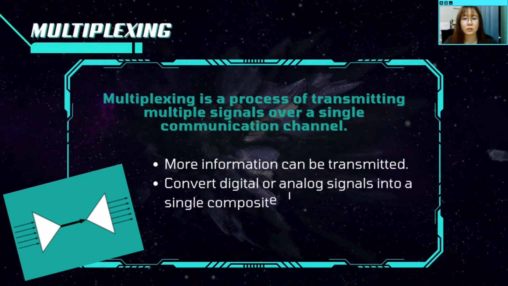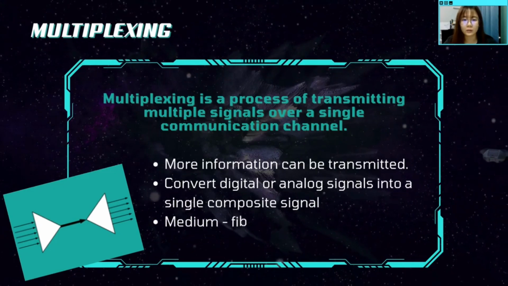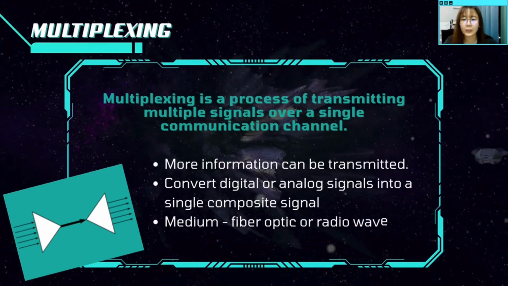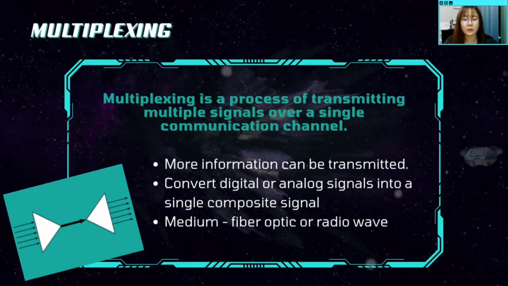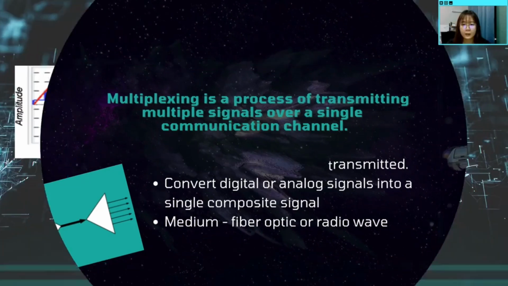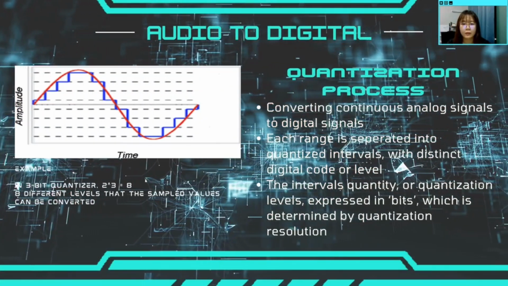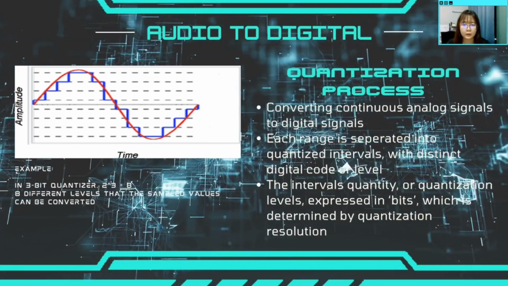Multiplexing is used to convert digital or analog signals into a single composite signal. The medium used for multiplexing includes fiber optic or radio wave. The quantization process is the conversion of continuous analog signals to digital signals.